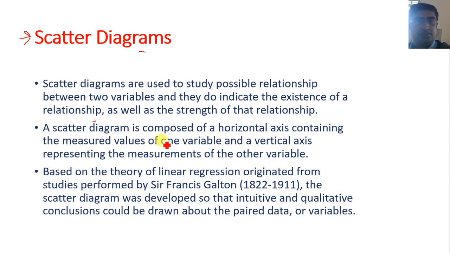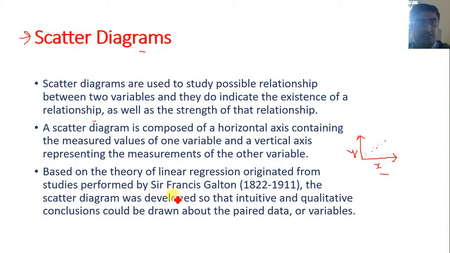A scatter diagram is composed of a horizontal axis containing the measured values of one variable and a vertical axis representing the measurements of the other variable. So here is an x-axis and y-axis. On the x-axis you place one variable, and on the y-axis you place the other variable. Then you find the values, and from this diagram you can easily find whether the variables x and y have any relationship or not.